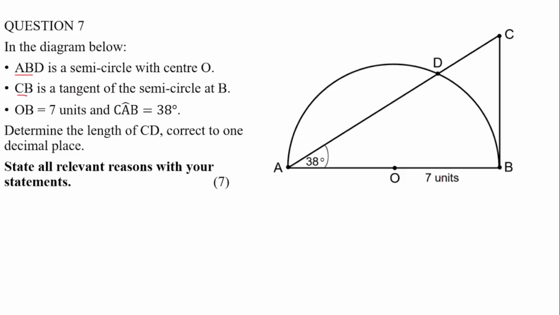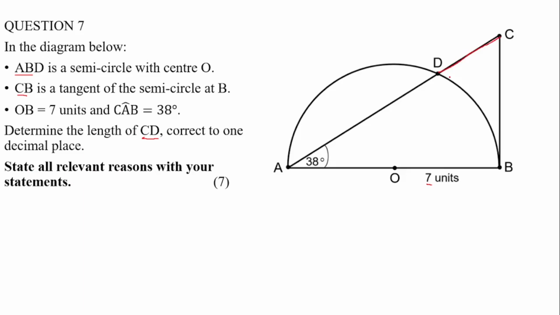Then OB is 7 units, and angle CAB is 38 degrees. Determine the length of CD correct to 1 decimal place. State all relevant reasons with your statements. So we want to find the length of CD.